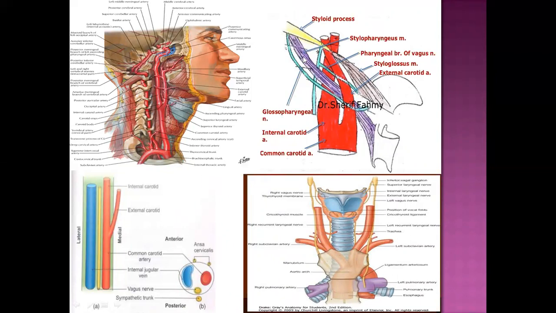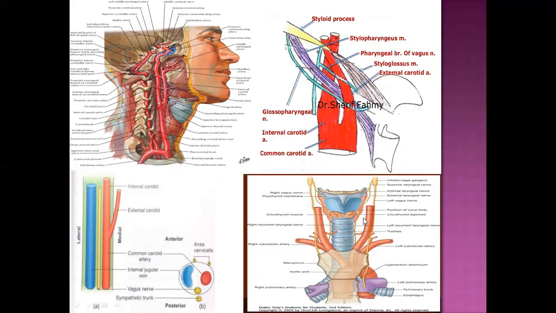Anteriorly, it is covered by the external carotid artery, stylopharyngeus muscle, glossopharyngeus muscle, the styloglossus muscle or stylohyoid, and the pharyngeal branch of the vagus nerve. So these are the anterior relations. In posterior relations, we have the vertebral artery, the transverse process of the cervical vertebra itself, and the prevertebral muscle. So these are the posterior relations of the internal carotid artery.